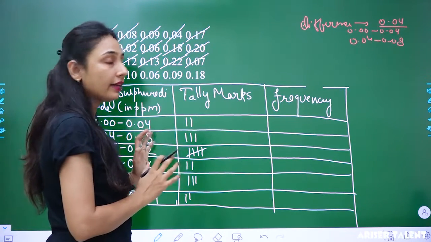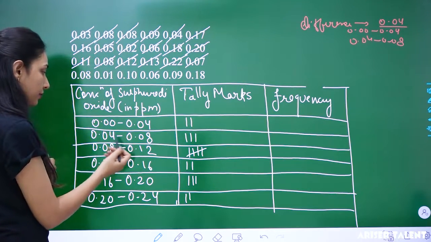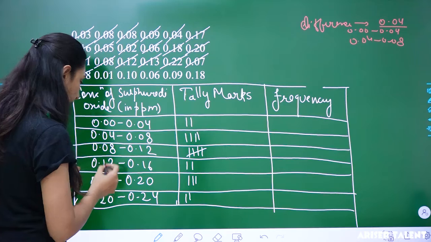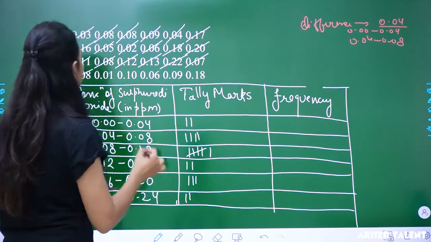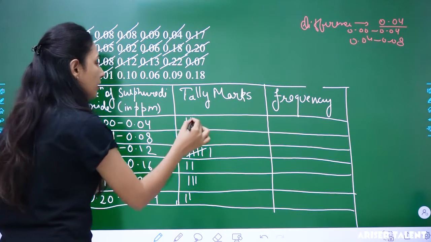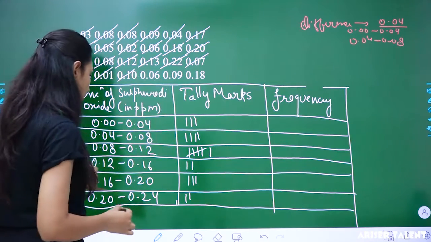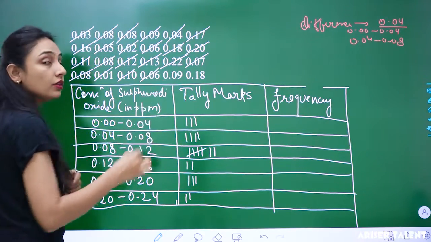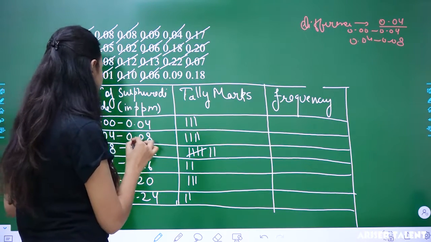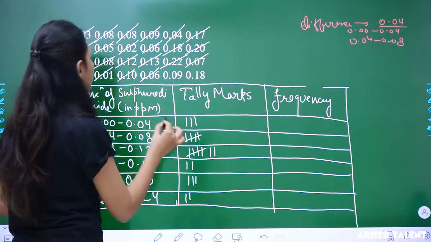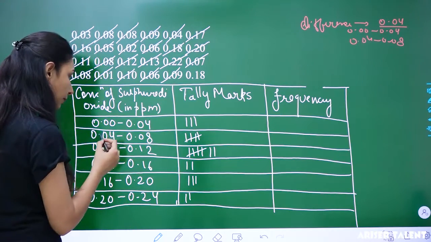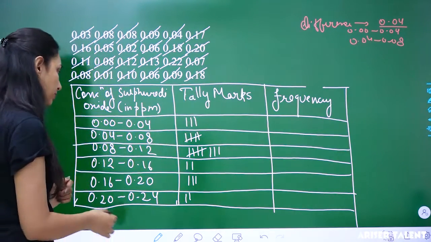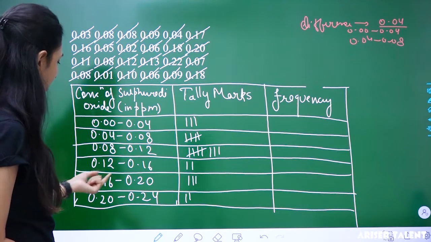Then 0.07, are you getting it? 0.07 comes here. Then 0.08 goes this side. 0.01 this. 0.10 this side. Then 0.06 will go this side. Then 0.09 is coming here. Then 0.18, 0.18, 0.18 are coming here.